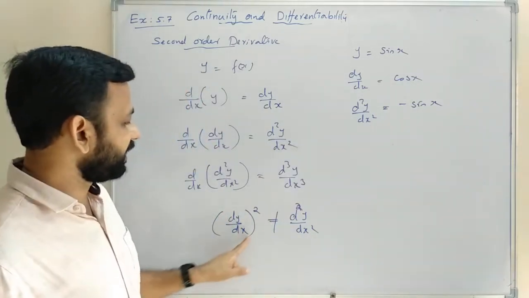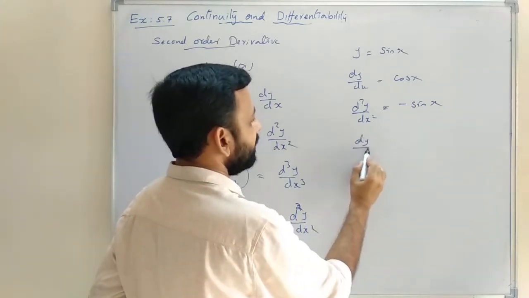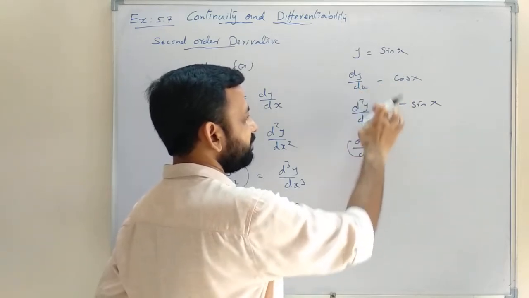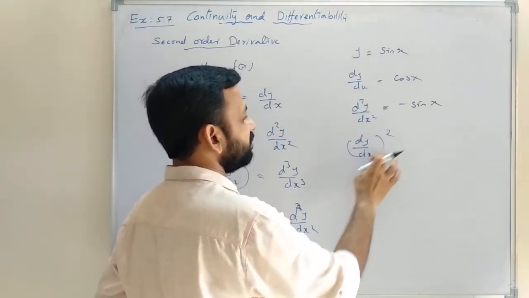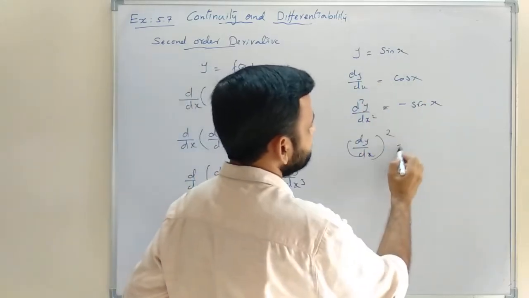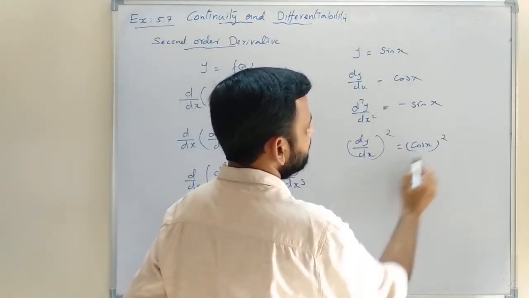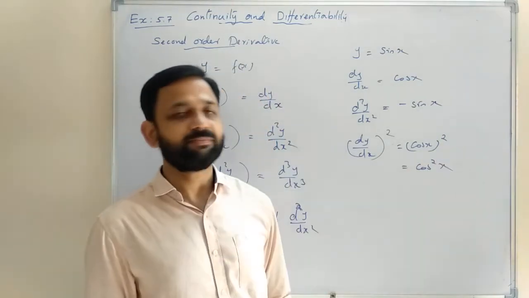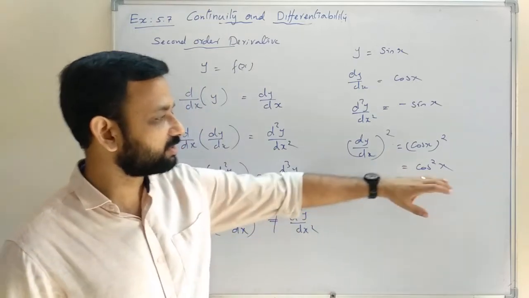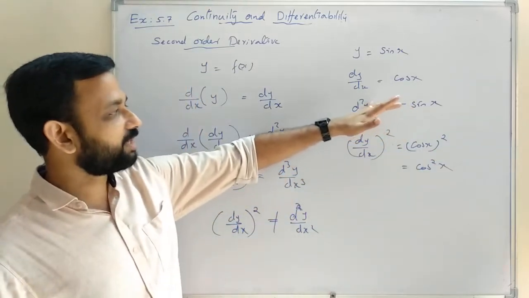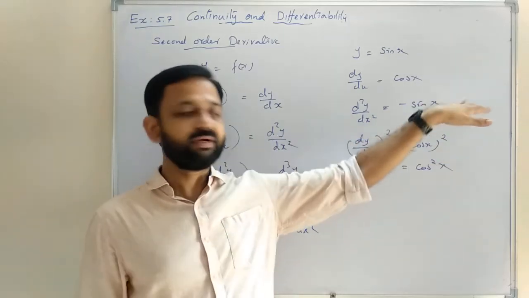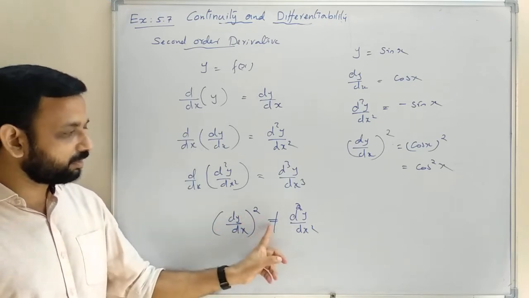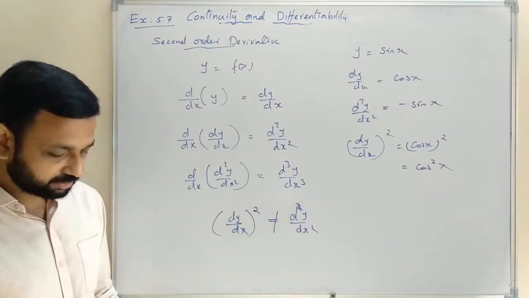Then dy by dx all square is the square of the first derivative, which is cos x all square, that is cos square x. So here dy by dx all square is cos square x, but d square y by dx square is minus sin x. Both are different. So we can say dy by dx all square is not equal to d square y by dx square.